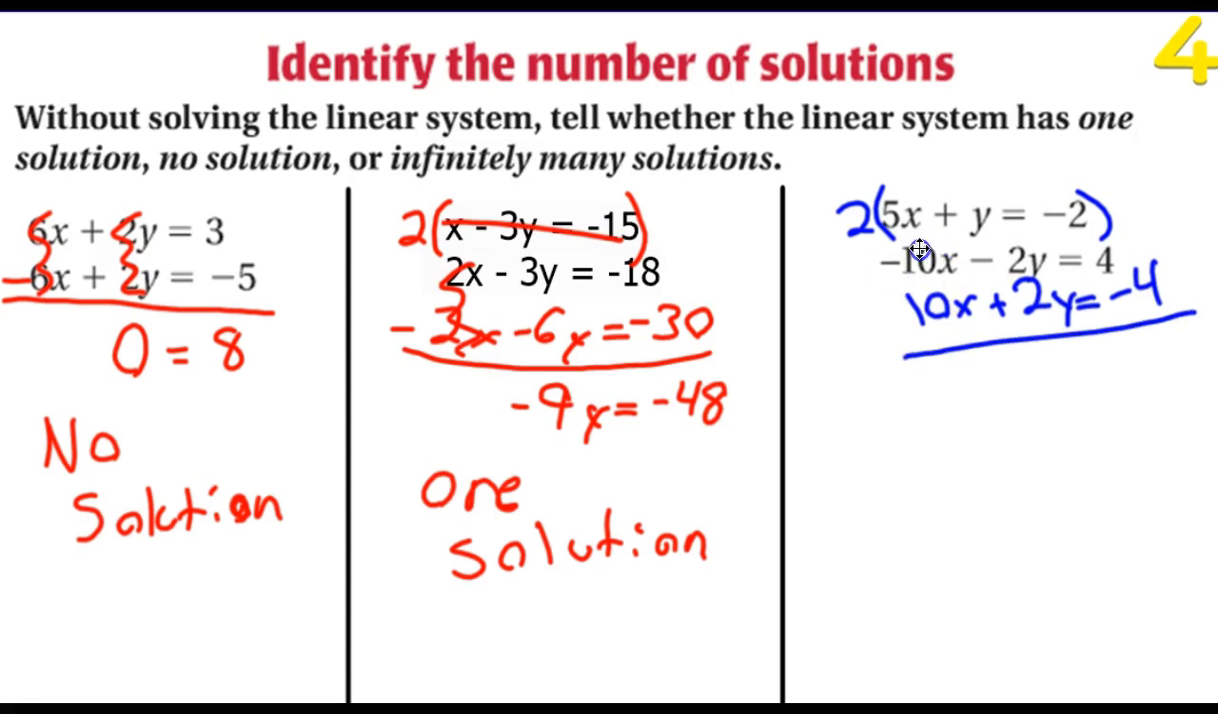So, negative 10x plus 10x is going to give me 0. Negative 2y plus 2y is giving me 0. So this side of my equation is 0. 4 plus a negative 4, that's 0. 0 does equal 0. So I know this has infinitely many solutions.